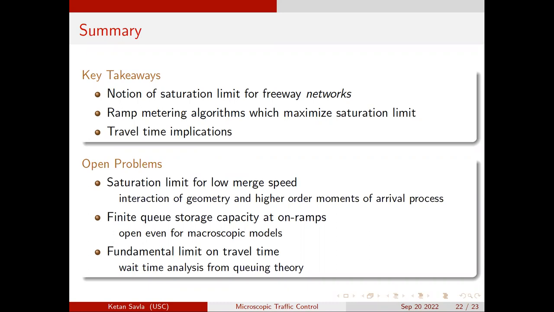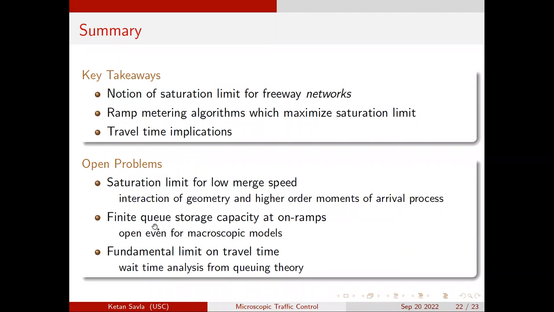because the necessary condition is too loose, or the analysis is too loose. But also, higher moments play a role when you have low merge speed. So the saturation limit starts depending on the higher moments of the arrival process once you have low merge speed. So again, that's something that we have not completely fleshed out. Right? In fact, it's a challenging problem from a purely queuing system perspective also.